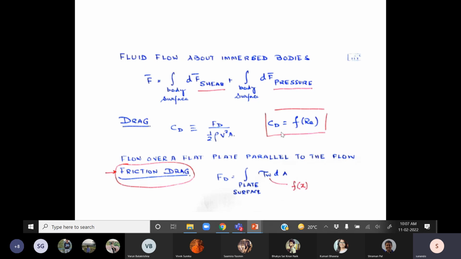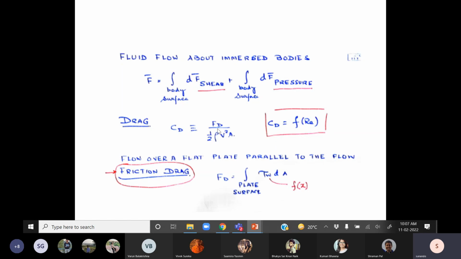And this CD, as you know from various forums you have come across, is going to be a function of Reynolds number. If the Reynolds number is very small, in the range of around 1, let's say a sphere falling in a stagnant liquid, then what we get is Stokes law, which is valid only for low values of Reynolds number.